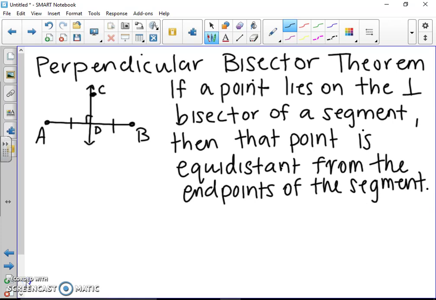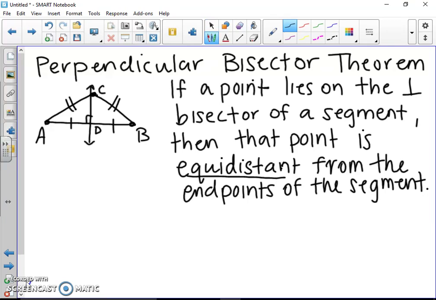And some of us might already know what that word equidistant means, but it just means it's equal distance. So if I have a point C and it's lying on the perpendicular bisector of AB, then that point C is equidistant. It's the same length to each endpoint of the segment. So the distance between A and C is going to be congruent to the distance between C and B, and we can mark it like that. So that's the perpendicular bisector theorem, right?